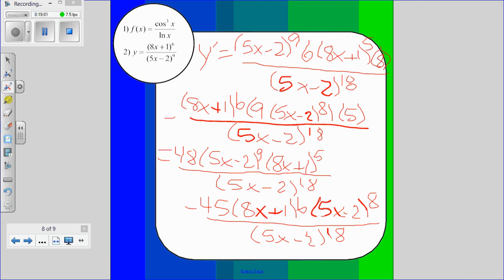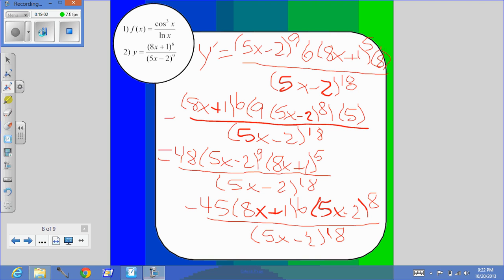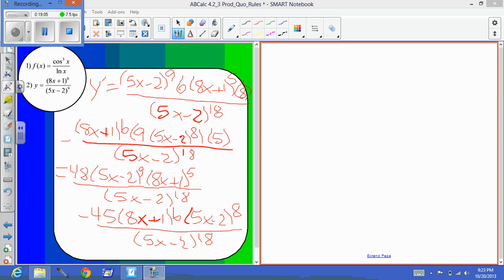Okay, pause one second here. All right, I've added a page in so we can keep going.